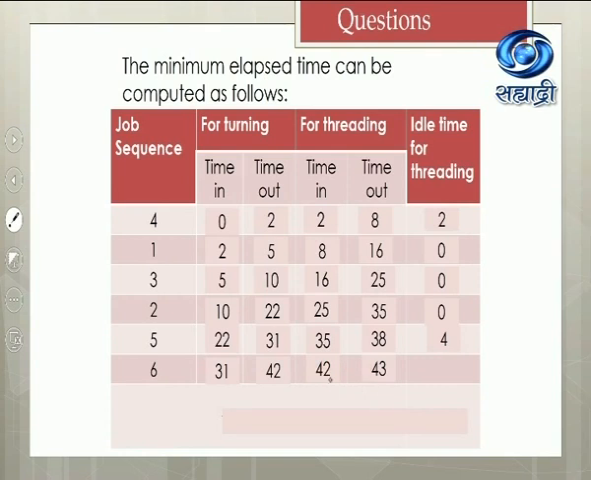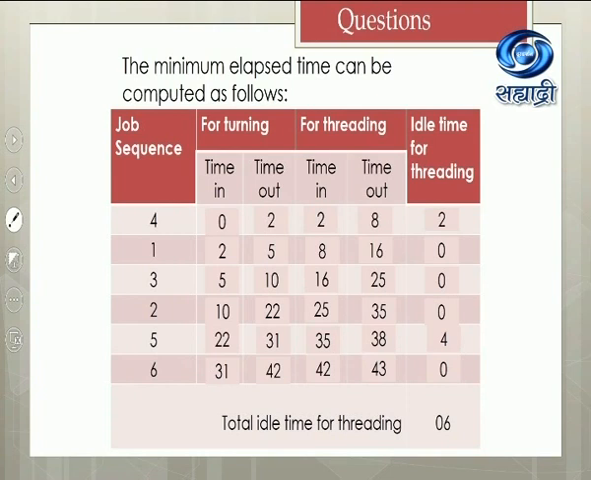Fine. So here the idle time for threading is 42 minus 38, which is 4. So that's why 4 is written here. And then here there is no 0. So idle time for threading is, counted all these things, and it is 6. So idle time for threading we have got.